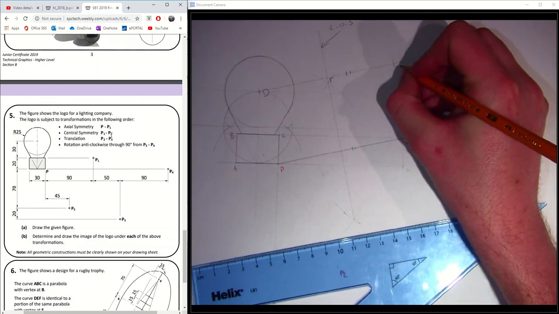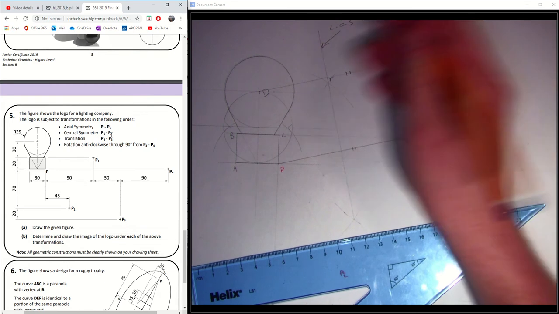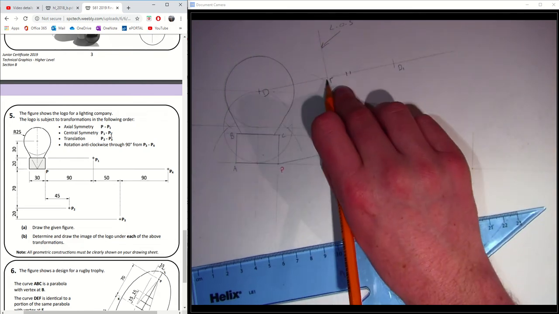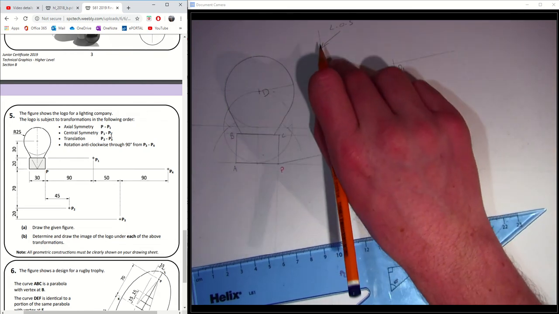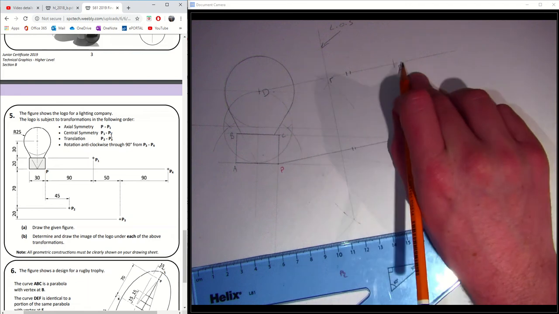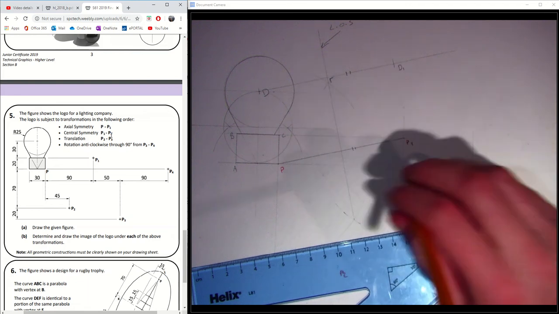Now I'm going to get that point there, which is going to be known as D1. So the distance from D to my line of symmetry is the same as the distance from my line of symmetry to the point D1.